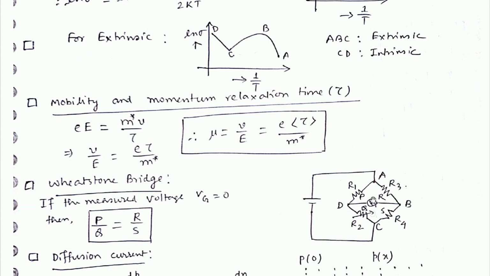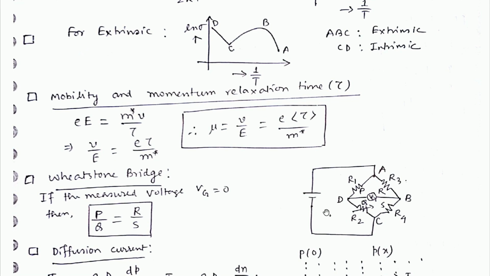Wheatstone bridge, as you can see, R1, R2, R3, R4 and a galvanometer is set between the points D and B. Now when the equilibrium or balance condition is reached, then the current through this portion will be 0, and the measured voltage Vg equals 0, meaning no current is flowing through this. The condition will be maintained if P by Q, this alternate ratio of these alternate resistances, equals R by S, meaning these two resistances.